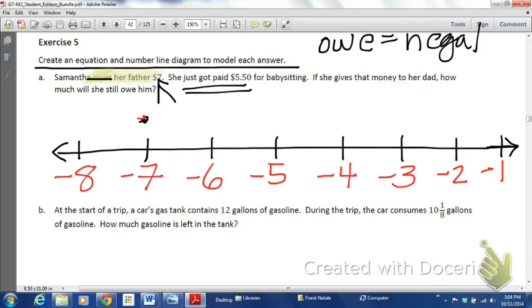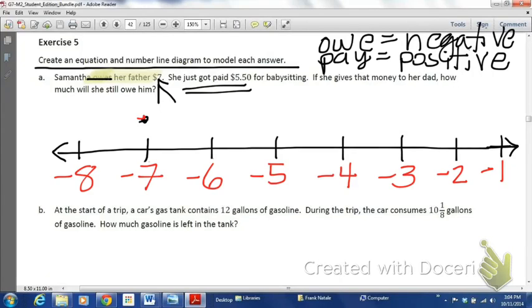Those are your debts, things that you are indebted for. When you get paid, that equals positive. Okay, money. We all love money, so hopefully this is going to be easy for you to figure out. But anyway, then she just got paid $5.50, so that's going to be a positive move. So that's going to be to the right.